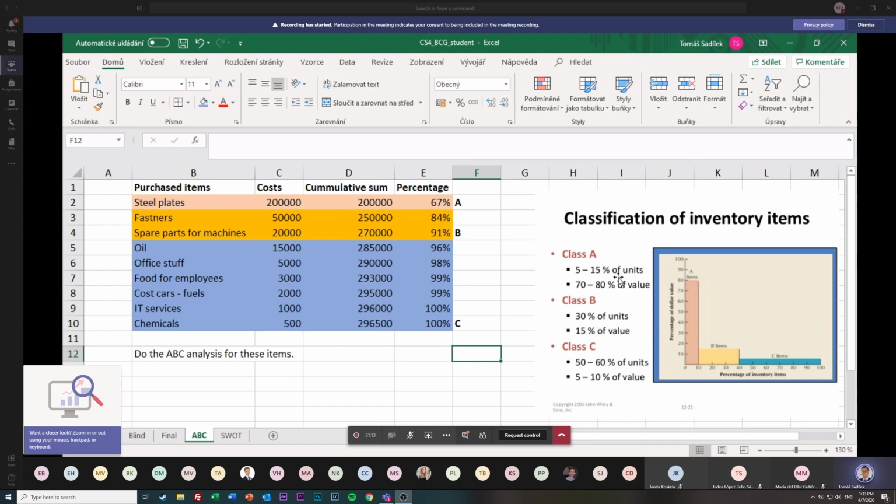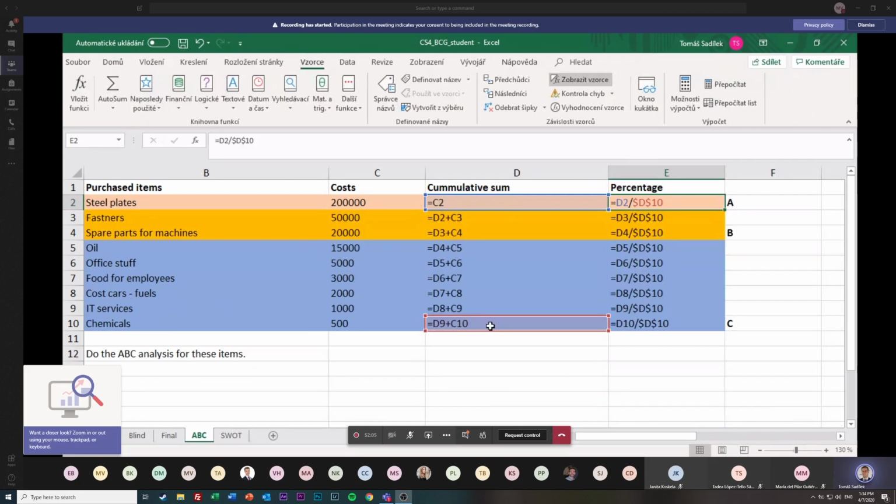Okay. Yeah, sorry, you had a question about the percentages. So yes, how to do the percentages? I'm gonna show you the formula here. Yeah, it's the cumulative sum divided by the total sum. And I fixed the cell, so I put there $D$10 in order to fix this cell, and I could copy the formula to other cells.